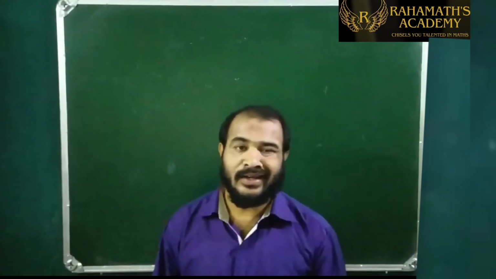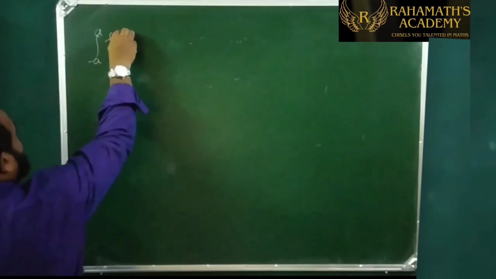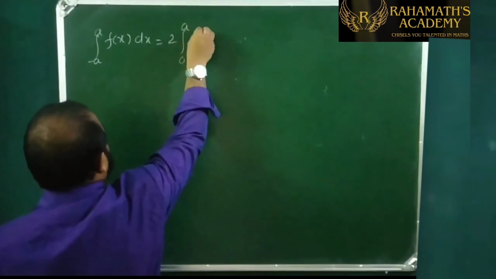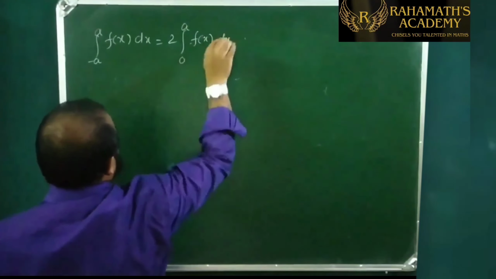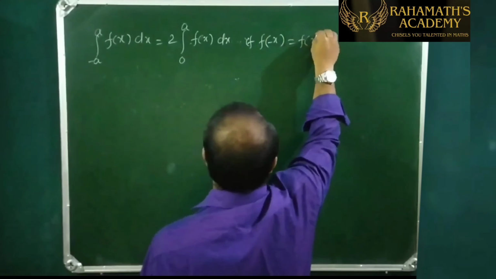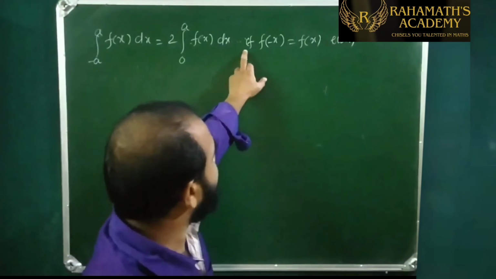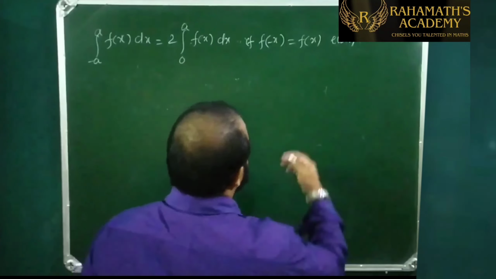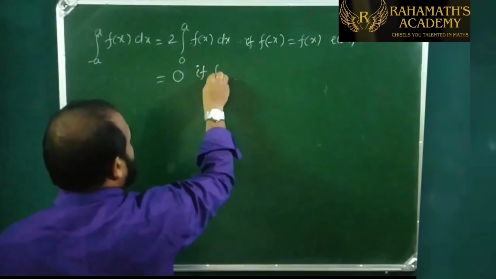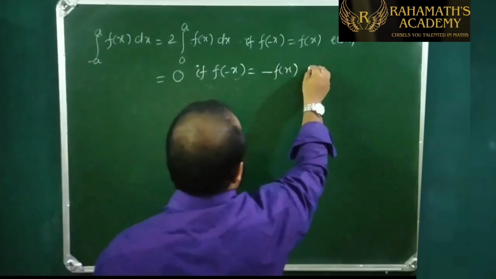Let us discuss the next property. Integral minus a to a f of x dx is equal to 2 integral 0 to a f of x dx if f of minus x is equal to f of x. What is this? Even. Even function is f of minus x equals f of x. And this is simply equal to 0 if f of minus x is equal to minus f of x. This is an odd function.